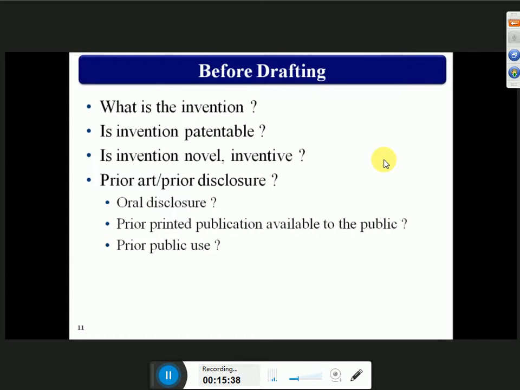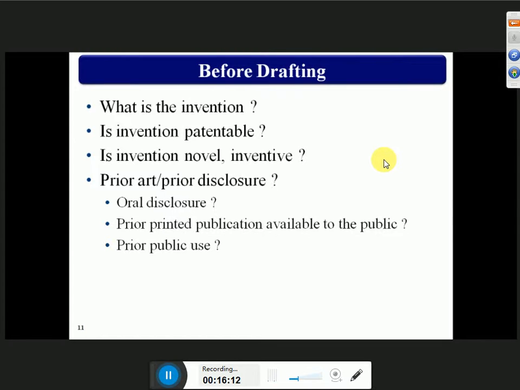This is how you can go for filing the patent. Before drafting the patent, you must solve these questions. What is your invention? Basically, this is the most important question: is your invention patentable? How would I come to know that this is my invention, and is it patentable? Is the invention novel and inventive? These are the questions that I must have the answers to before I file the patent.